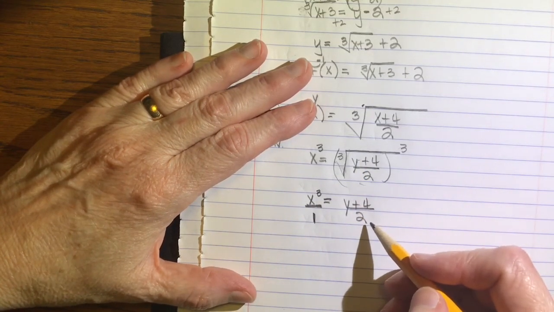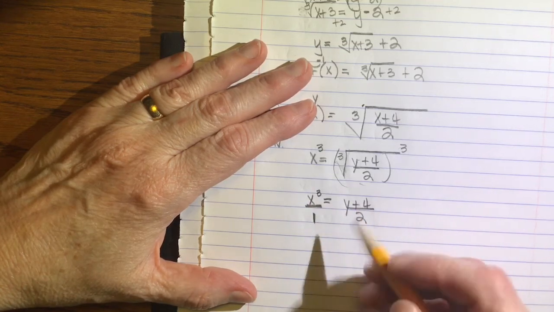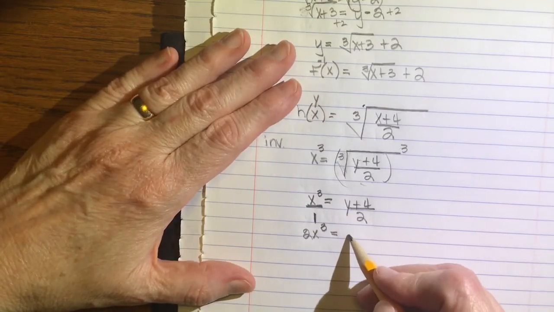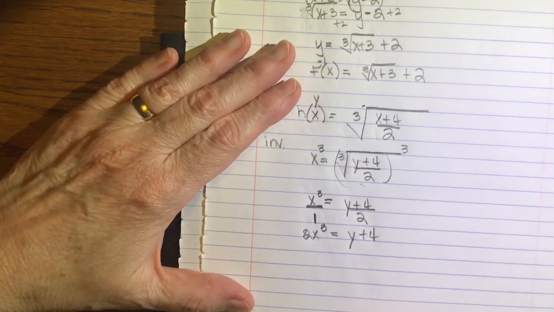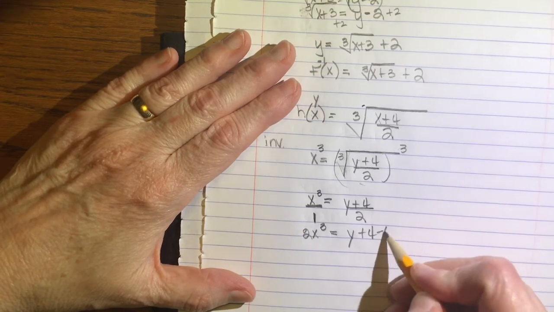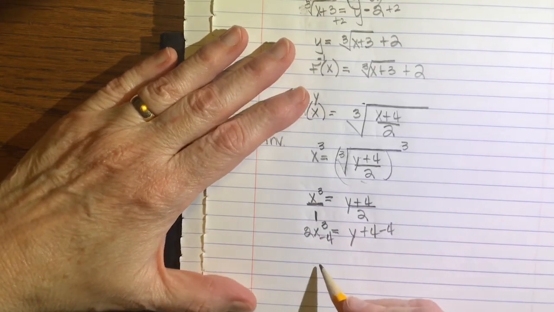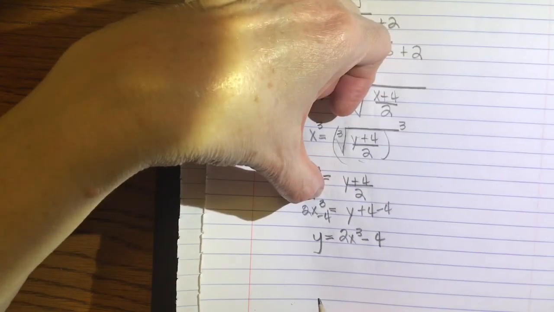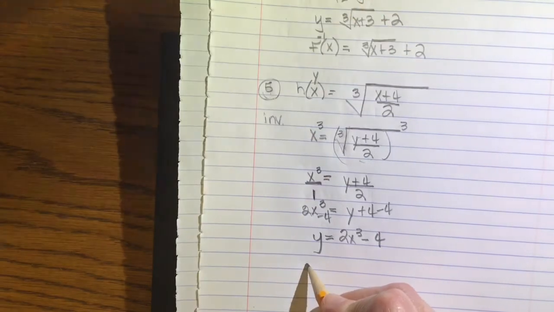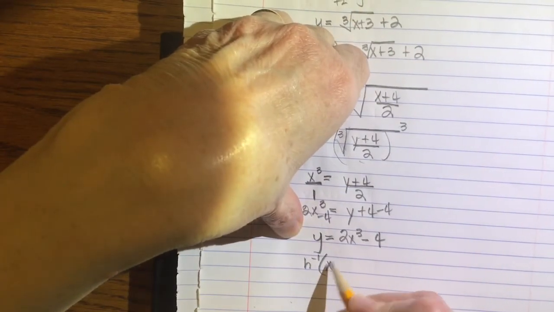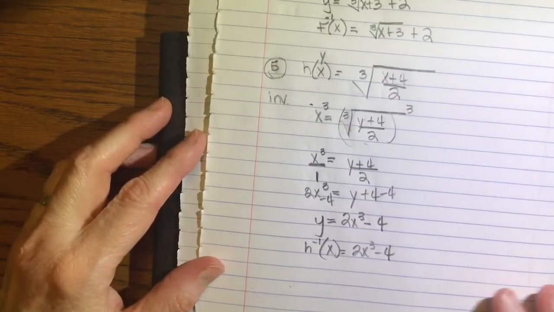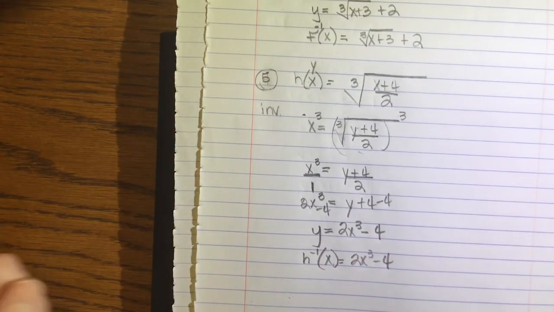And I have 2x cubed is equal to y plus 4. Minus 4, we get y is equal to 2x cubed minus 4. So the inverse of h of x is 2x cubed minus 4. The main thing is you just got to be careful with your reverse order of operation.